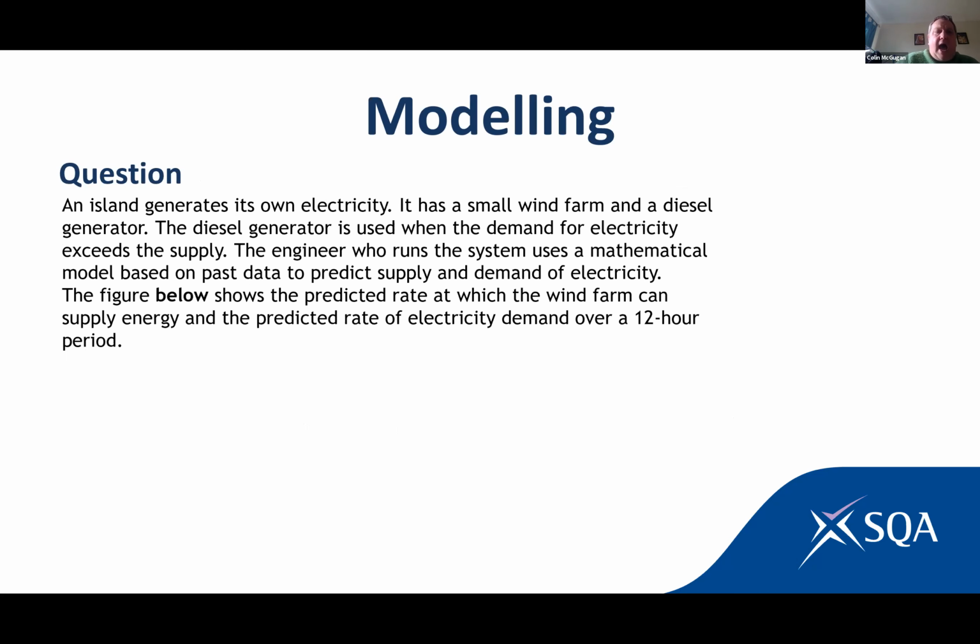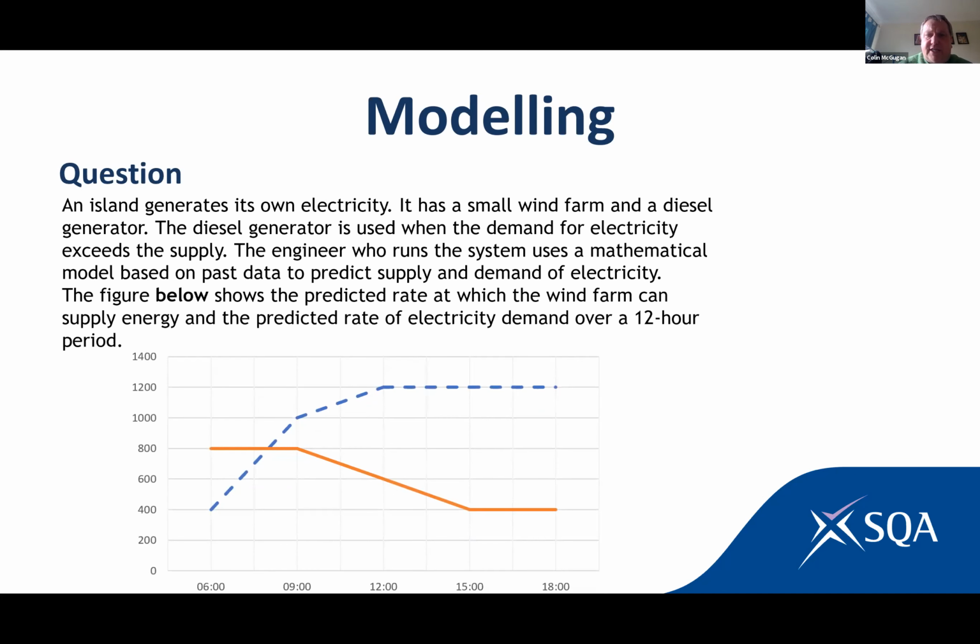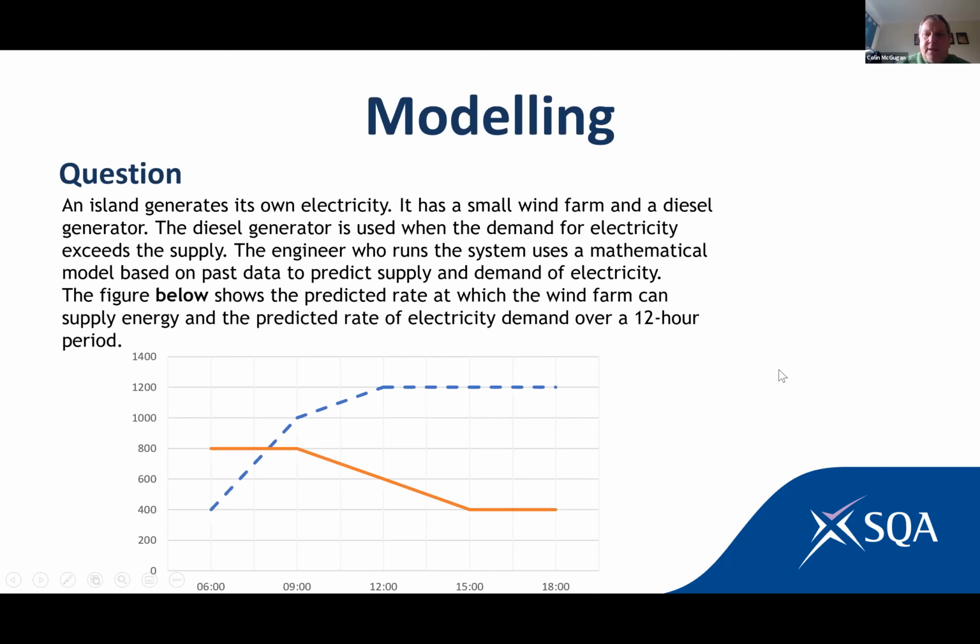So an island generates its own electricity. There's a small wind farm and a diesel generator. The diesel generator is used when the demand for electricity exceeds the supply. The engineer who runs the system uses a mathematical model based on past data to predict supply and demand of electricity. The figure below shows the predicted rate at which the wind farm can supply energy and the predicted rate over a 12-hour period.